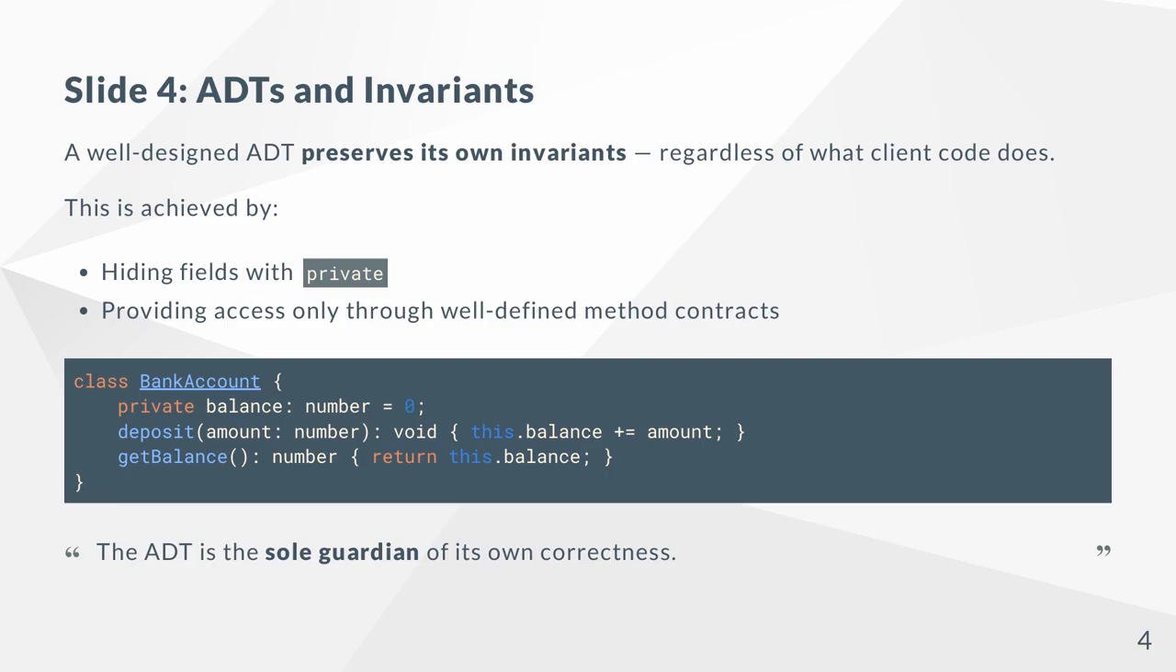A well-designed abstract data type preserves its own invariants regardless of what client code does. This is achieved by hiding fields with private and providing access only through carefully specified methods. In this bank account example, balance is private. Clients can only deposit and query. They can never directly set balance to a negative value. The ADT is the sole guardian of its own correctness.